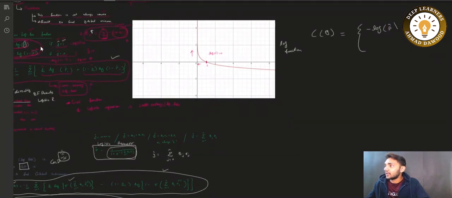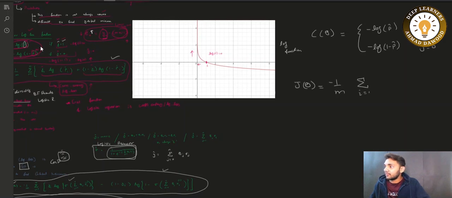And if your actual value is 0, then your cost function will be 1 minus p cap. This is just for this single instance. For the whole number of data points, it will become like this.